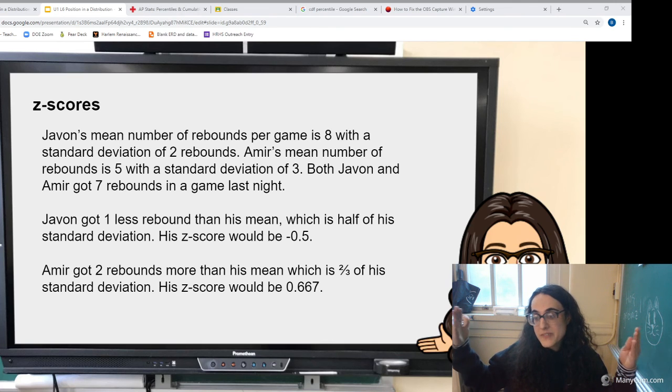The more standard deviations away we go from the mean, as we might remember from the last lesson about outliers, more standard deviations out means more exceptional, more unlikely, more extraordinary, whatever you want to call it. The further out you go, the more it's going to stick out from the rest of the data.